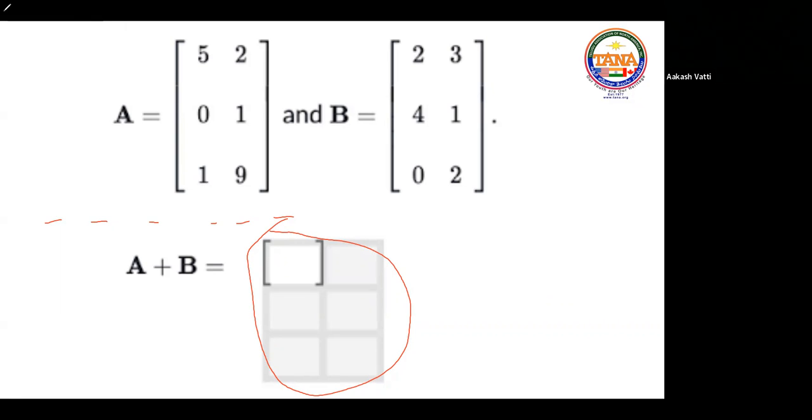So what you do is you have two matrices and you're trying to get a product matrix, which is just both of these added together. For the first position, you do 5 plus 2. For the second position, 2 plus 3. Third position, 0 plus 4, 1 plus 1, 1 plus 0, and 9 plus 2. And you should get 7, 5, 4, 2, 1, 11 as your answer. Does anyone have any questions? No? All right. Next question.